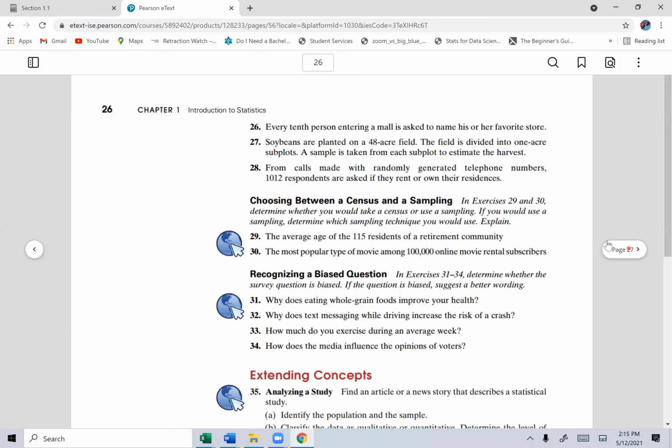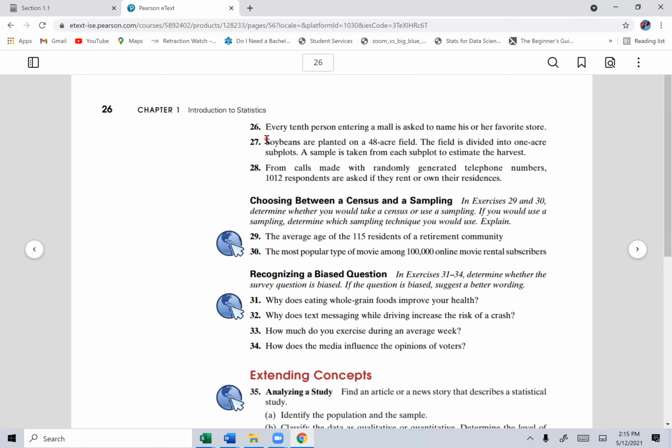Okay, let's go. Every 10th person entering a mall is asked to name his or her favorite store. What kind of sampling technique? Systematic. Systematic, yeah. I don't see any bias here, since you're doing it for everybody from morning till evening, they don't say only for a few hours.